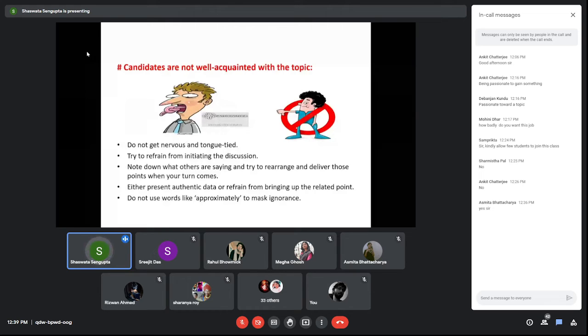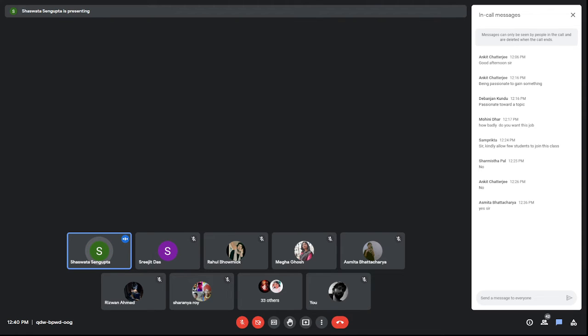Then there's another scenario that often crops up, that if the candidates are not well acquainted with the topic, suppose regarding a topic, they know only 2 points, but they would have liked to say 5. So what they do is that after stating those 2 points, they use words like etc. or approximately to mask their ignorance. So do not use words like that to hide the fact that you do not know anything about the topic.